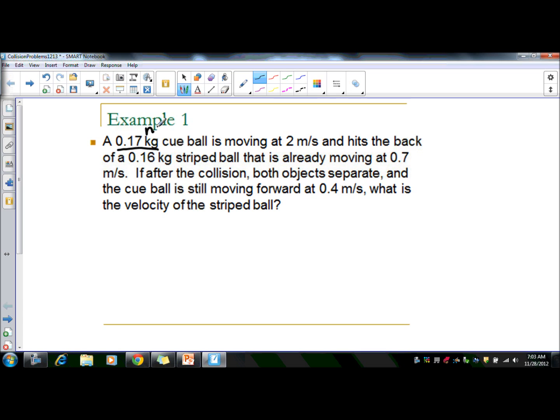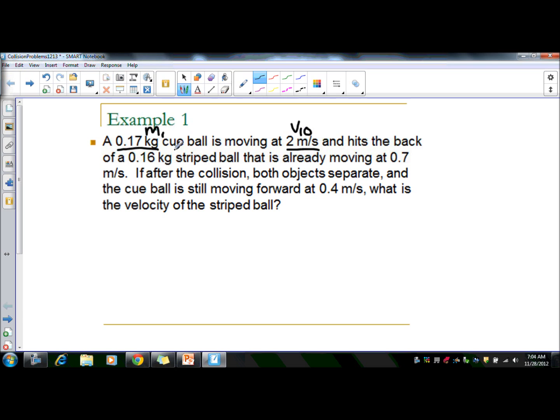Kilograms measures mass. And since this is the first one I came to, I'm going to make that M1. Is moving, so this cue ball is moving at 2 meters per second. So this also goes with the cue ball. So since it's meters per second, that's going to be our V1. And since this is what's happening initially, V1 naught.